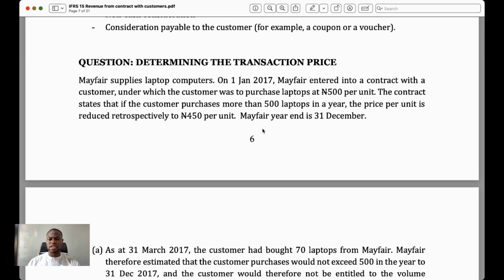Mayfair year end is 31st December. Okay, so this is saying that Mayfair sells laptops normally for 500 naira. But if the customer is able to buy more than 500, you would give him a discount and sell all the laptops to him at 450 naira.